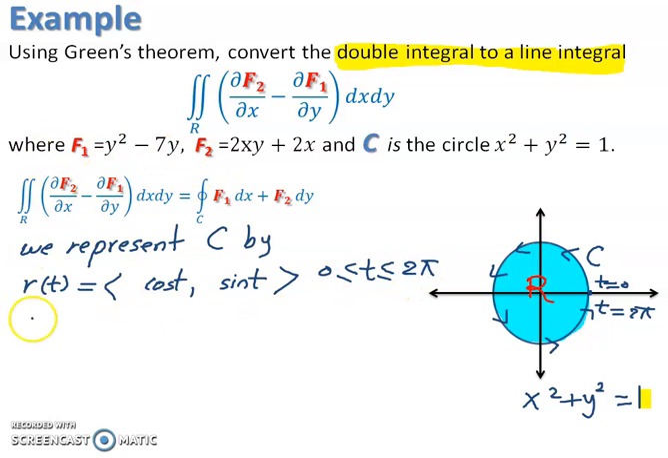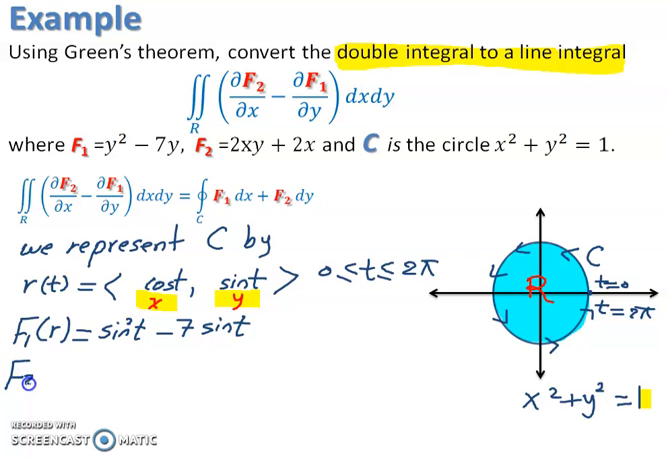Then we need to find f1 at r by substituting the value of x as cosine and the value of y as sine. That means this is x and this is y. We get the following. f1, which is y squared, that means sine squared, minus 7y. This is f1, y squared minus 7y, and y is sine, so minus 7 sine t.